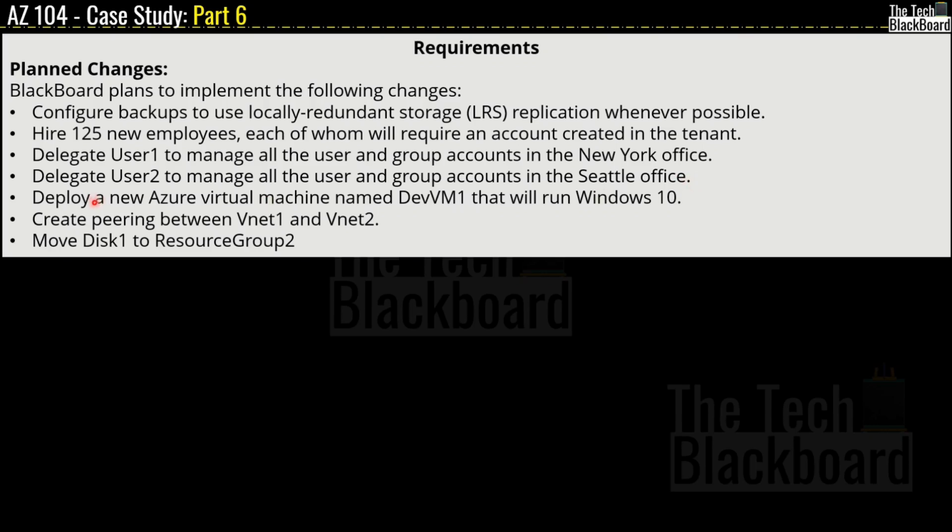And then the fifth one says deploy a new Azure virtual machine named DevVM1 that will run Windows 10. The sixth one is create peering between VNet1 and VNet2. And the last one, the seventh, is move disk1 to resource group 2.